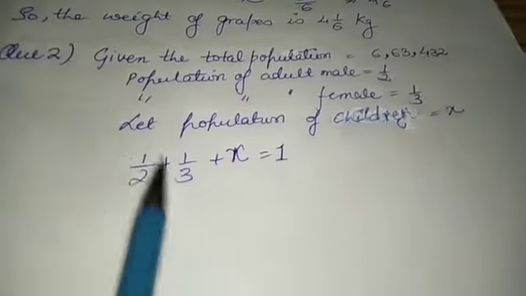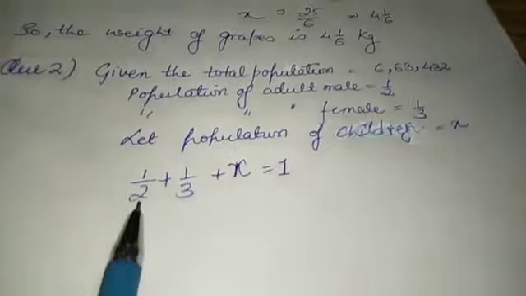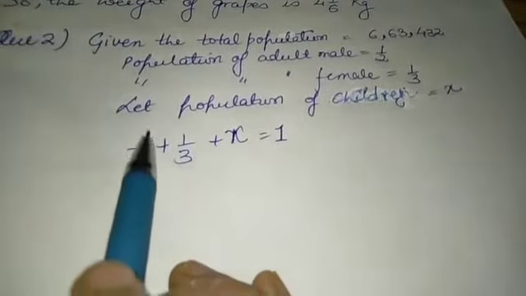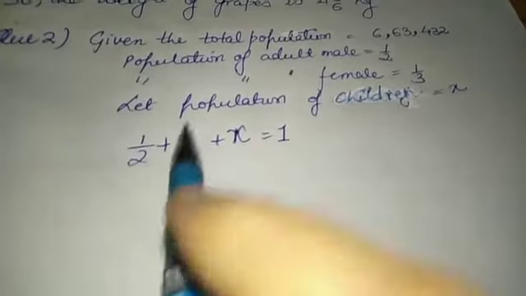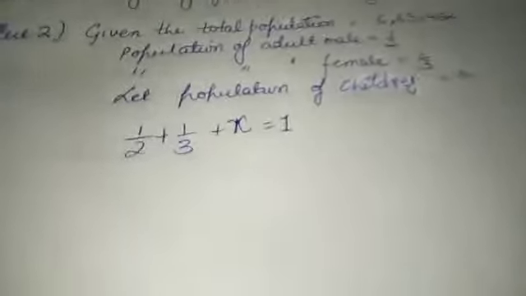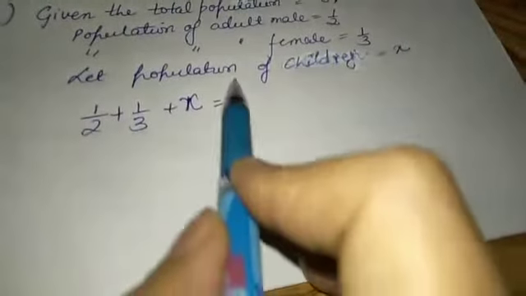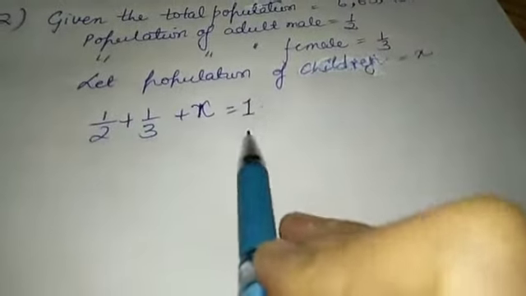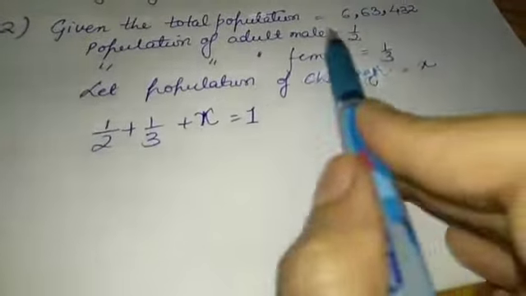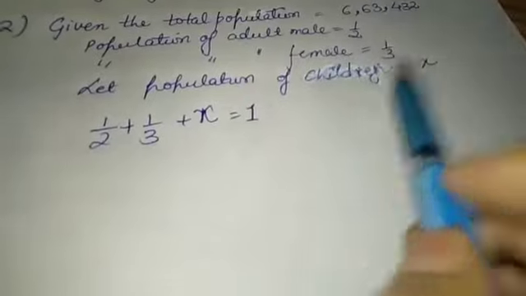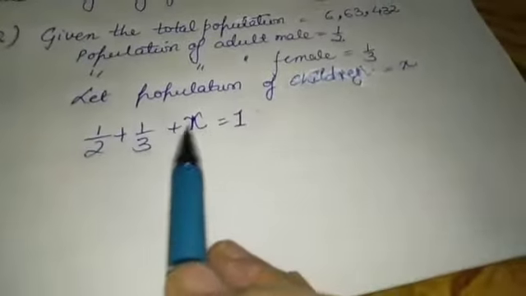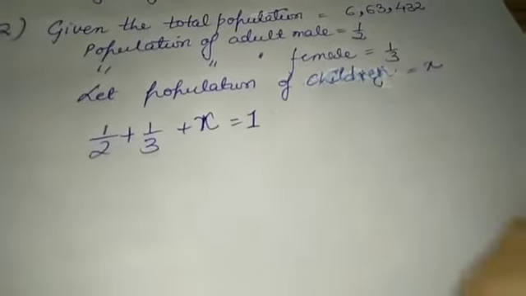Here it is given 1/2, meaning half of the total population. 1/2 means half part of one. If there is a product, then 1/3 part of it. Okay? So overall the whole value will be 1. All the three things will include together and make 1. Okay? Here the children are not known, so I give them the identity x.